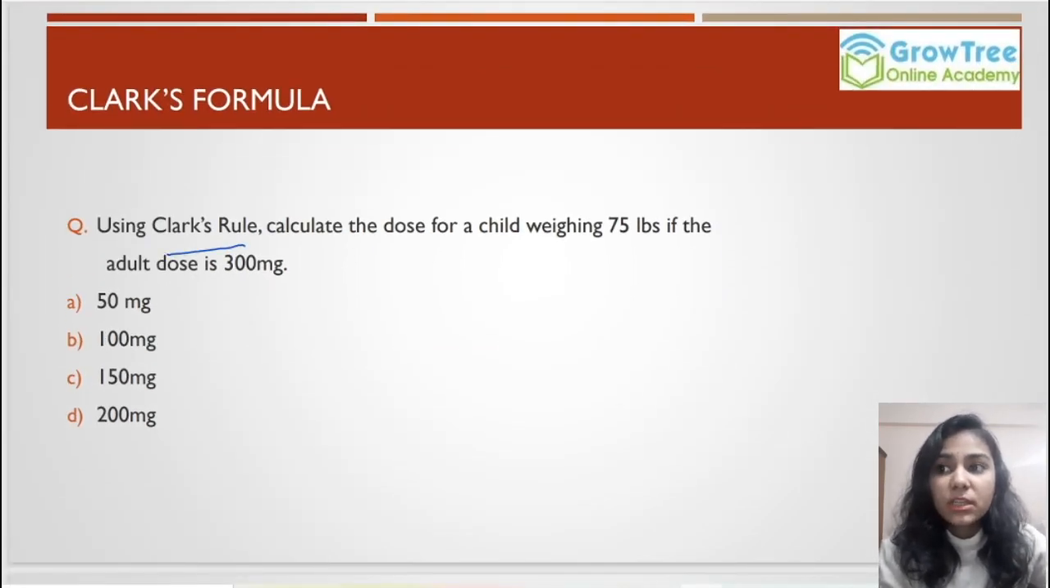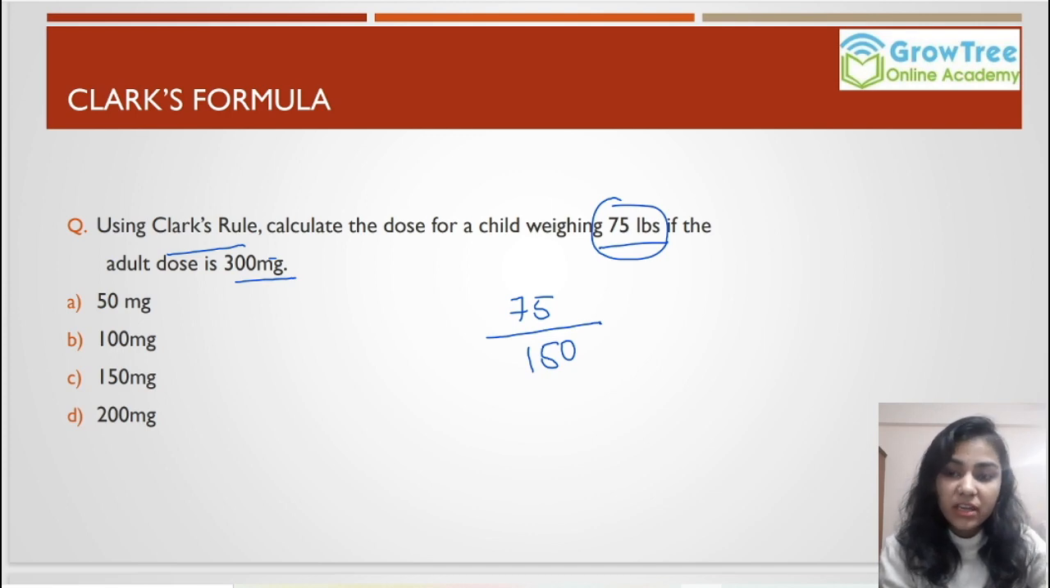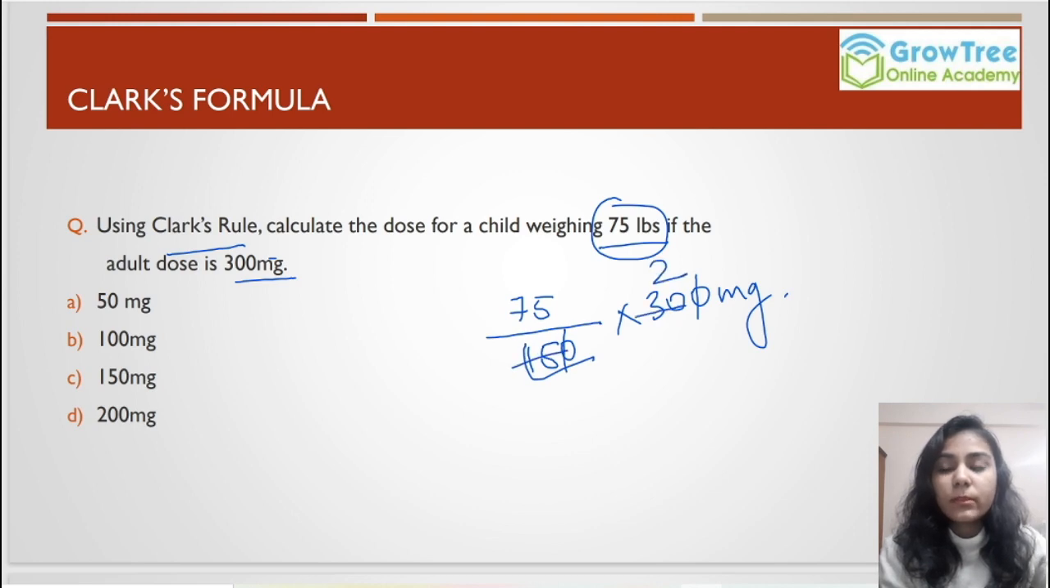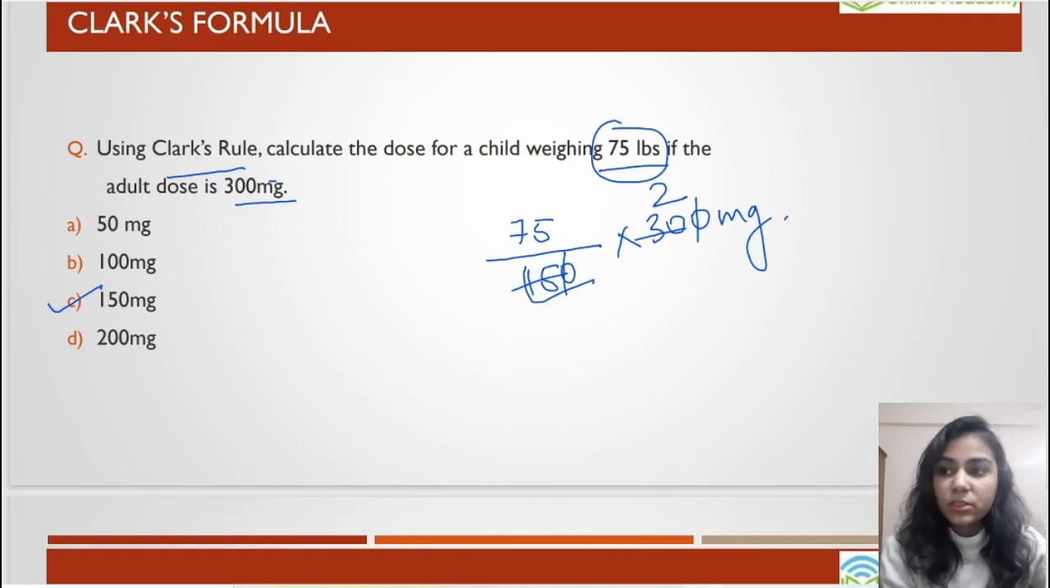The question says: using Clark's formula, calculate the dose for a child weighing 75 pounds if the adult dose is 300 mg. We have already studied the formula. According to the formula, we will take 75 pounds as the weight of the child, upon 150, which is nothing but the average adult weight in pounds, into 300 mg. By calculation you will see 150 mg is the correct option, that is option C.